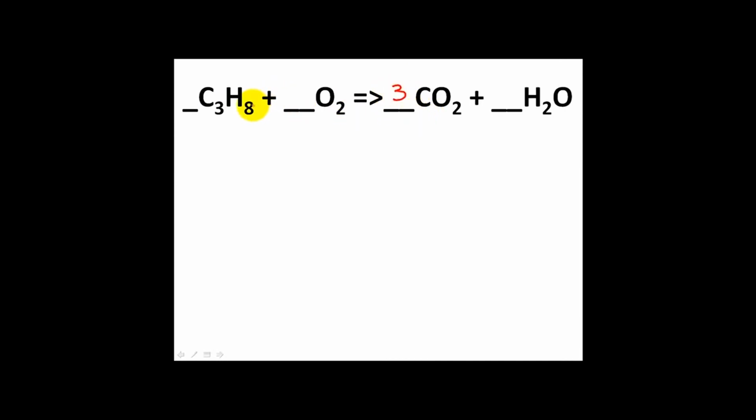I have 8 hydrogens. I have 2 hydrogens. I need a 4 times 2 to give me 8 hydrogens. Now let's deal with oxygen. 3 times 2 gives me 6 oxygens right here. Plus 4 times 1 gives me 4 oxygens. So altogether I have 10 oxygens. Let's put that right here. 5 times 2. So the coefficients are 1, 5, 3, and 4. Once again, pretty easy when you leave the most popular or most common element to the very end.